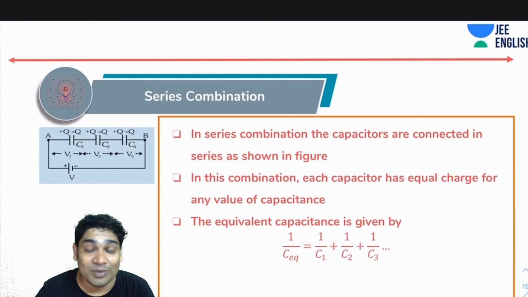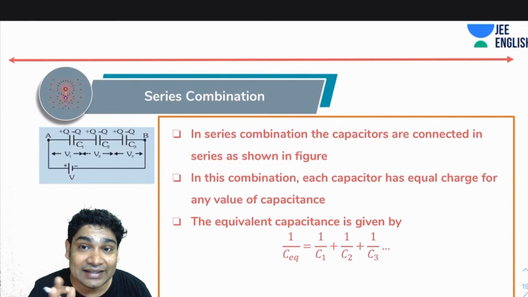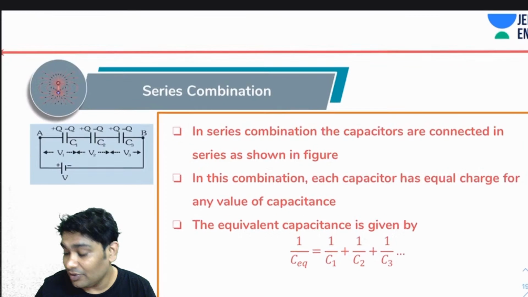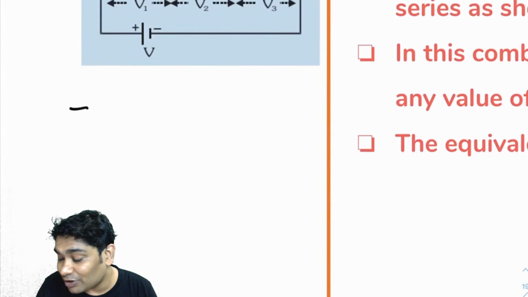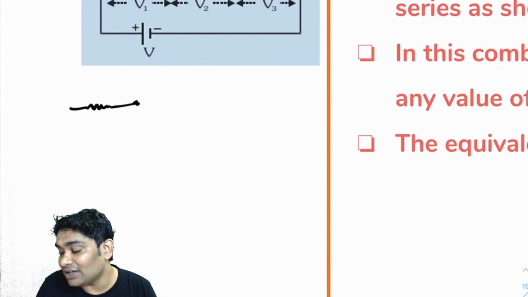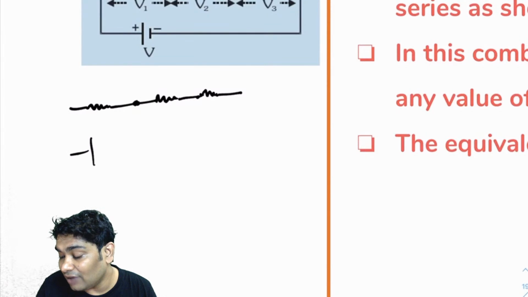So this is what series combination is. This is exactly like the series combination of resistors. I hope you remember the series combination of resistors. When one resistor is like this, another was like this, that was what was called a series combination of resistors. Similarly, here you have one capacitor like this, another capacitor like this, another capacitor like this, and so on.